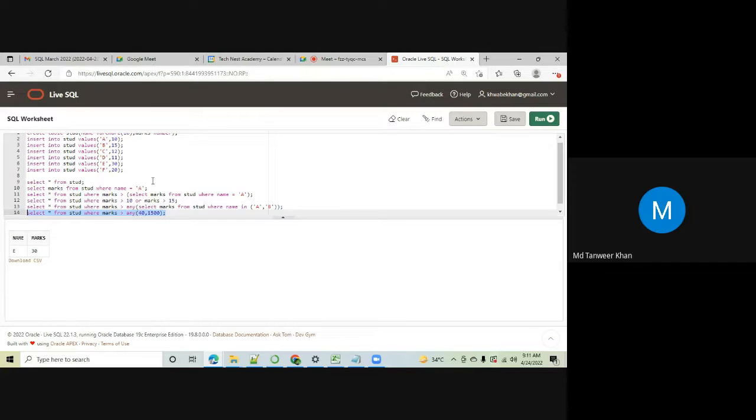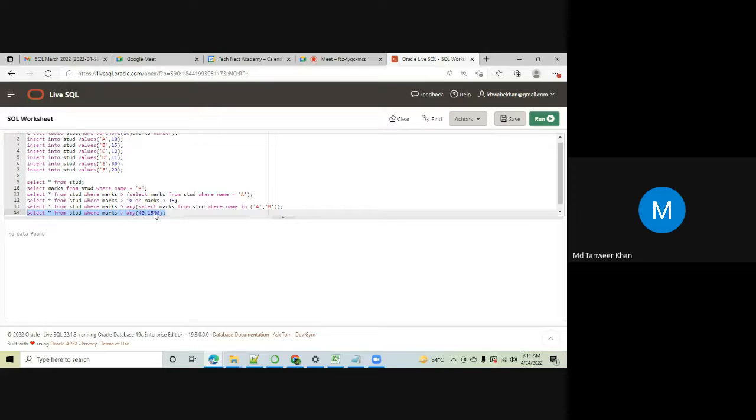No. Why? Because we don't have greater marks than 40. Correct. Because we don't have any marks here which are greater than 40 or 1500. So if I execute this, you will not get any data. No data found. So ANY means you are telling it to check any of these conditions. If it is fulfilled, I will show you the data. It is like that.